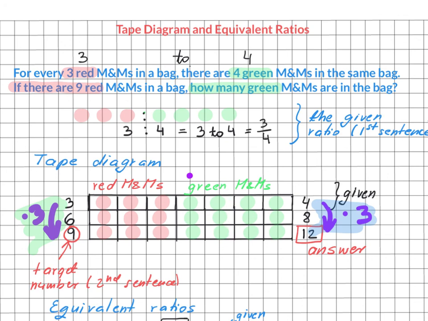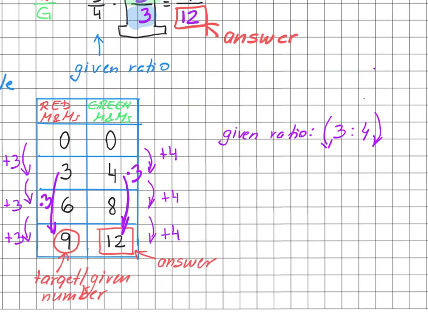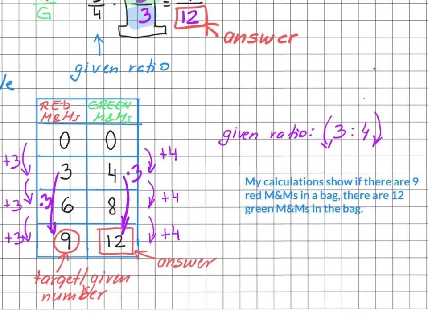So that's what we're going to write down now. I'll find a space. I don't have space underneath, so I'm just going to put it on the side. And I'm going to start typing my answer sentence. My calculations show if there are 9 red M&Ms in the bag, there are 12 green M&Ms in the bag. And that's it. Thank you for watching.